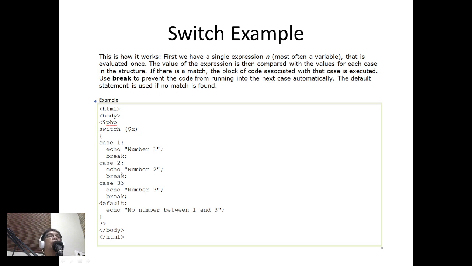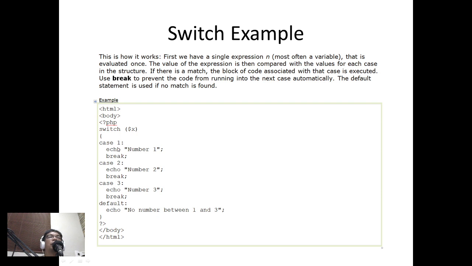Now let's take a look at this example. Switch x. So we have here the variable x. So we compare x with these labels here. So if x is equal to 1, then it will echo number 1. Then break. So what does break do? It will transfer the control here outside the switch statement. Then what if x here is equal to 2? Then echo number 2. What if x is equal to 3? Echo number 3, and then again break.